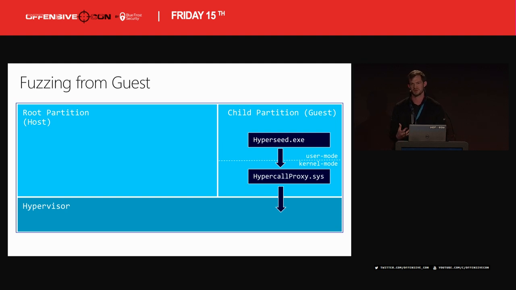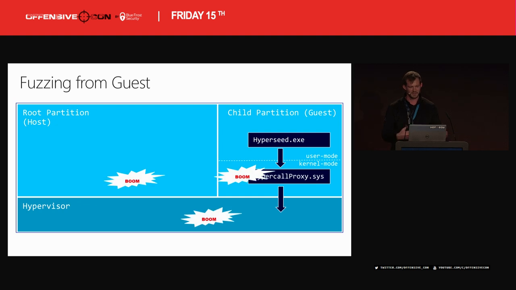You have Hyperseed, which is our fuzzer. This is what's going to mutate our input parameters. And this passes it on to our hypercall proxy, which is just the driver to issue whatever we give it. As I mentioned, there's really a very limited set of hypercalls that can actually be invoked directly from within a guest. But what you want to be aware of is, what are the side effects of doing this? It turns out you have to monitor everything. Not only can you get a crash in the hypervisor, you can get a crash in the host, but you can also crash your own child partition. So you need to be a little bit careful here.